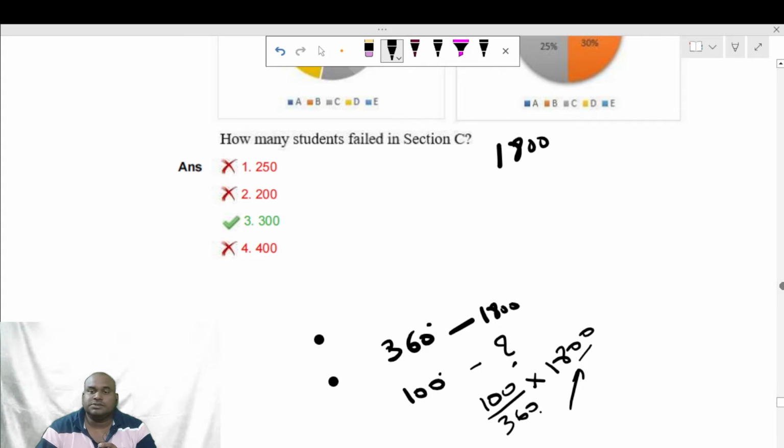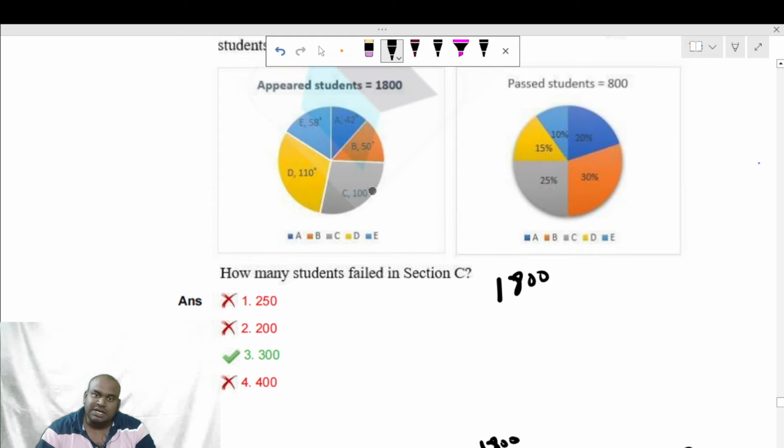0 gets cancelled. 18 twice. 2 ones are 10 is there here. 2 5s are 10. So it means 500 students are there. Who are they? 500 students appeared under section C. Under section C, for 100 degrees, there were 500 students appeared.